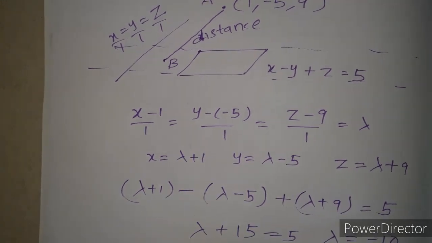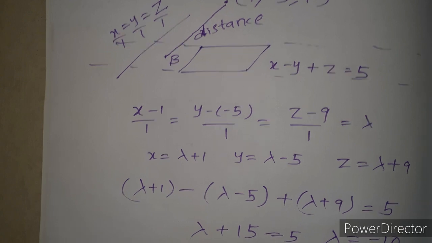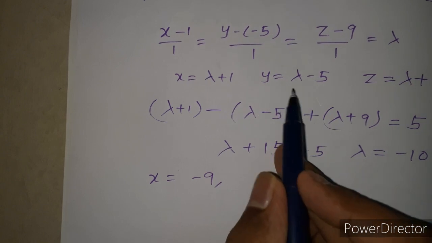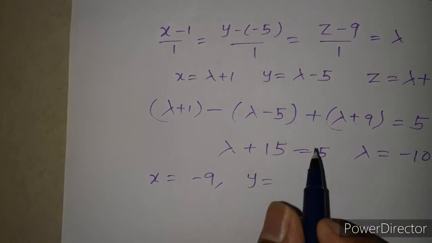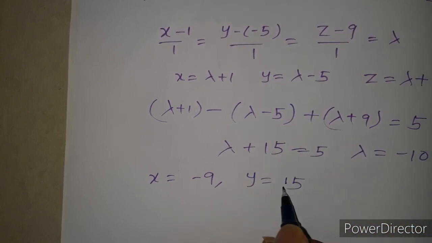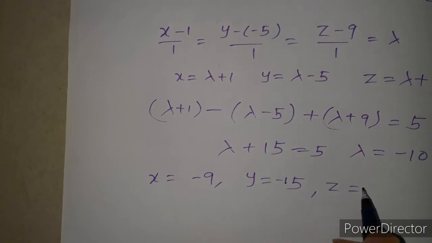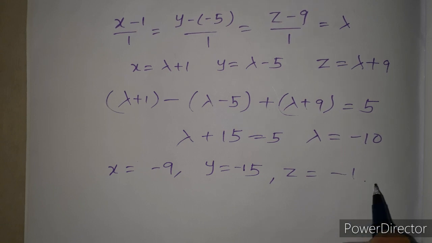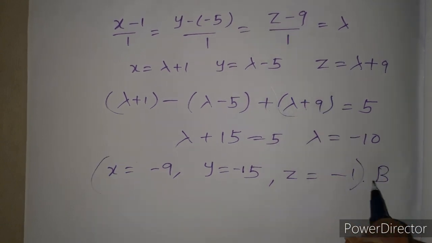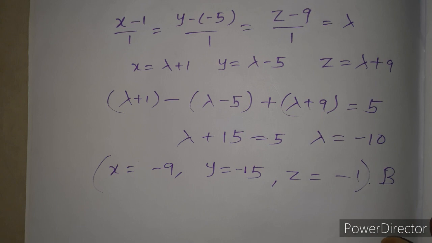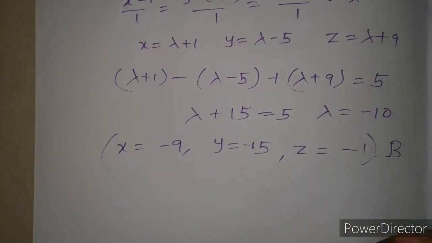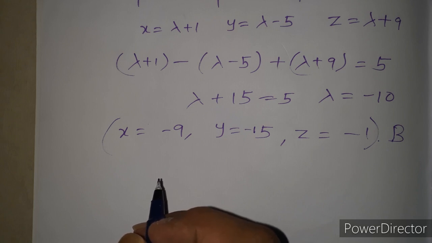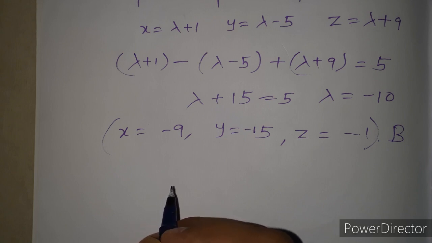Substituting in the given point, we get x = lambda + 1, so -9, y = lambda - 5, so -10 - 5, which is -15, and z = lambda + 9, so -10 + 9, which is -1. So this is the point B, and we need the distance from A to B. The distance between two points we know is the root of (x2 - x1) whole square plus (y2 - y1) whole square plus (z2 - z1) whole square.